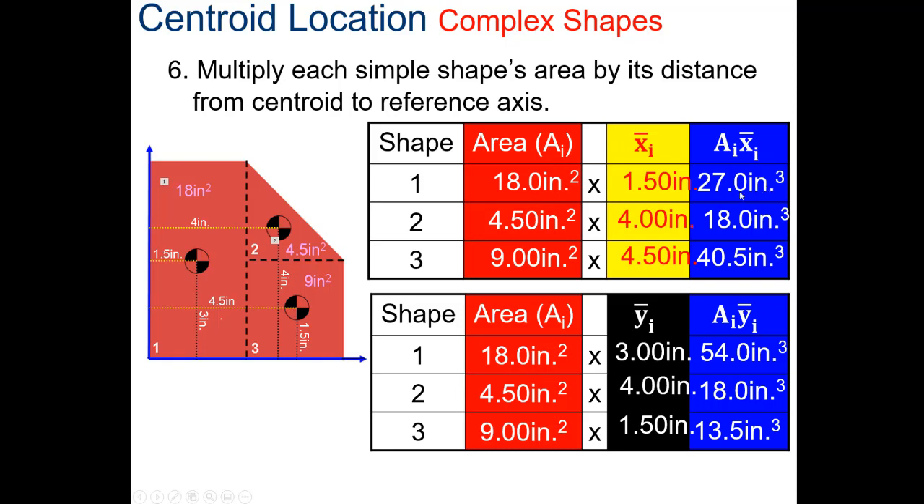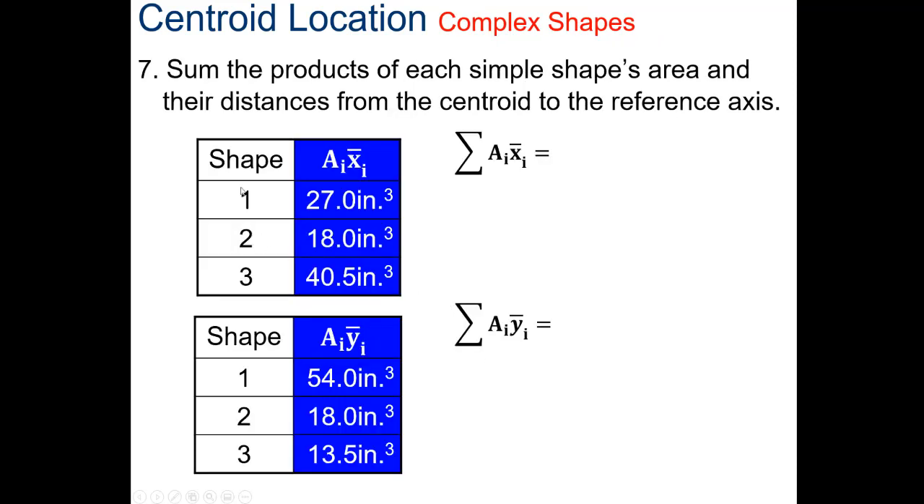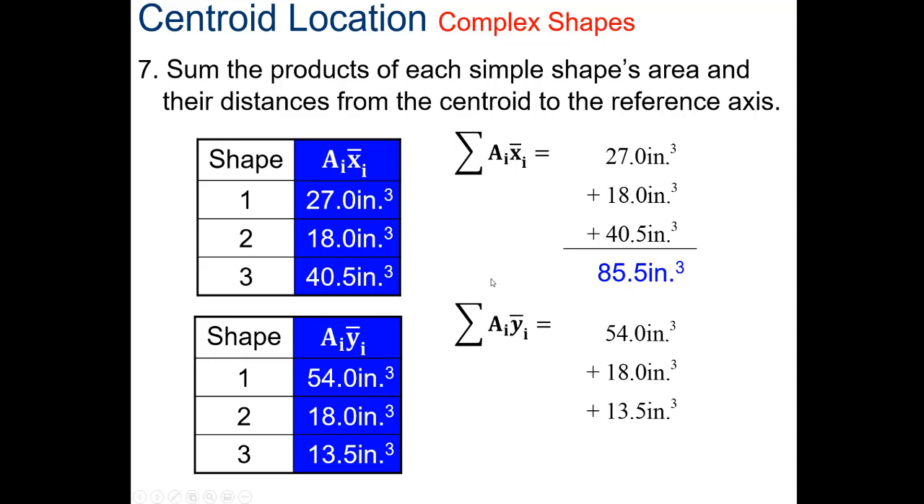So the sum is just adding. Sum. So we're going to add this, this, and this. To find the sum of ai, yi, the sum, we're just going to add these 3. So that's what you see here. They just include that column. So the sum of these, 85.5. The sum of these, 85.5. That does not always happen, by the way. That just is oddly the case.